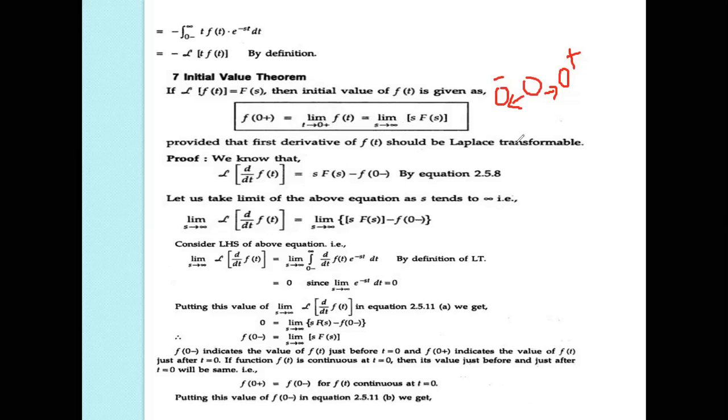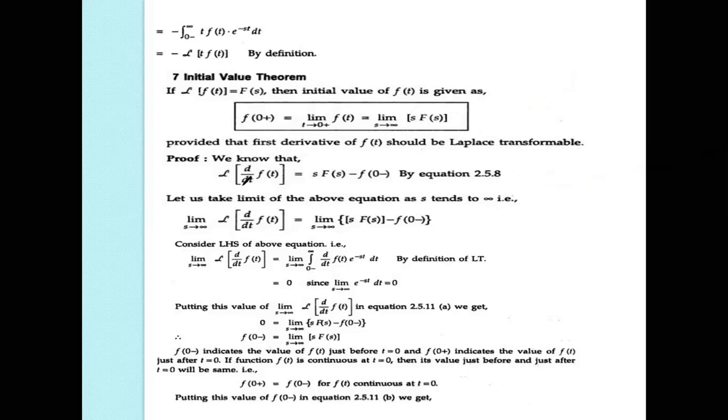So initial value: in the time domain it starts from 0 plus, and in the s domain s tends to infinity. So the initial value theorem: 0 plus in the time domain, and in the s domain s tends to infinity, s into F of s. I have to prove the limit t tends to 0 plus f of t is equal to limit s tends to infinity s into F of s. Provided that the first derivative of f of t should be Laplace transformable.